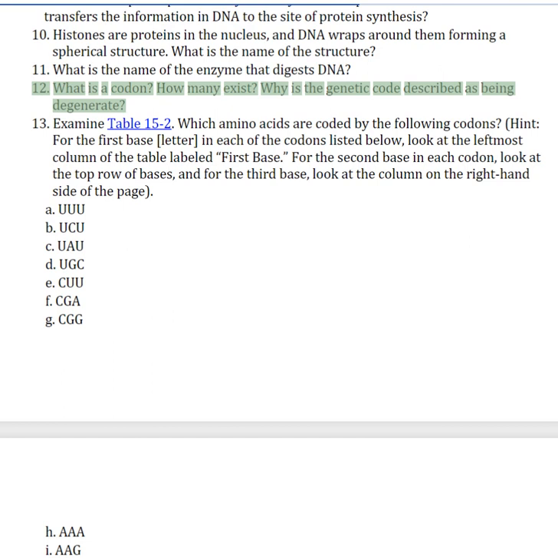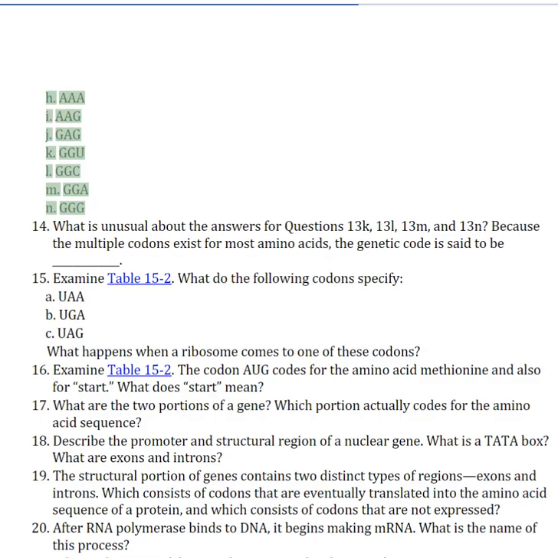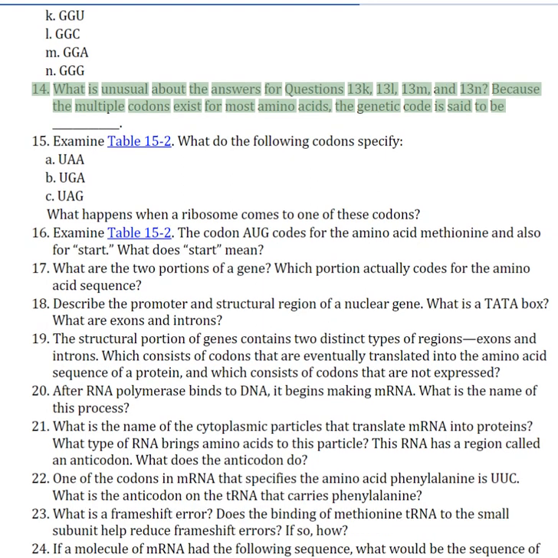How many exist? Why is the genetic code described as being degenerate? 13. Examine Table 15.2. Which amino acids are coded by the following codons? A, UUU; B, UCU; C, UAU; D, UGC; E, CUU; F, CGG; H, AAA; I, AGG; J, GAG; K, GGU; L, GGC; M, GGA; N, GGG. 14. What is unusual about the answers for questions 13K, 13L, 13M, and 13N? Because multiple codons exist for most amino acids, the genetic code is said to be ___.